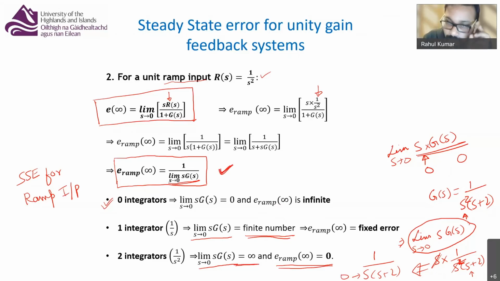So the conclusion here is, for unit ramp input, I will need two integrators to reduce my steady state error to 0, to make my steady state error 0. In the case of unit step, I need one integrator term.